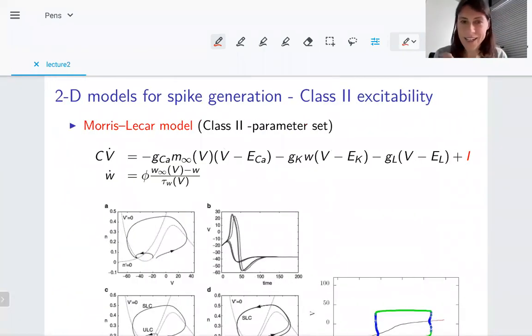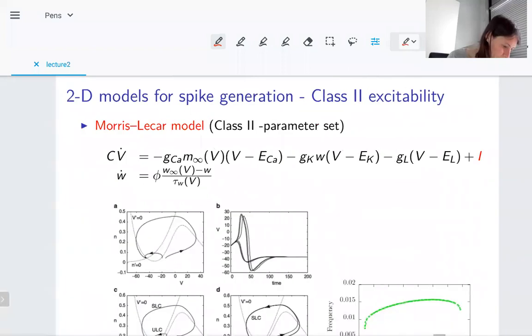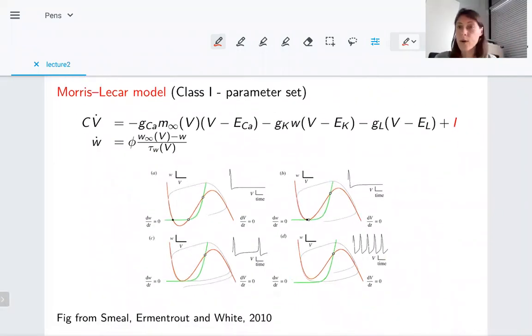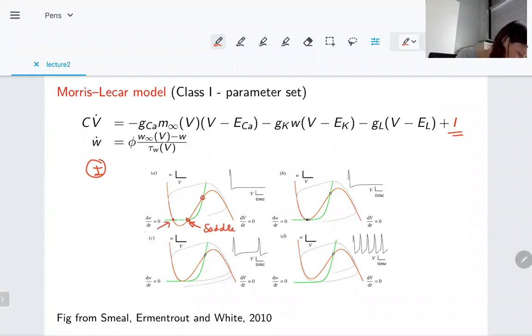And now, since I have very little time, let me comment on the class 1. So if we take the same Morris-Lecar model and we pick another set of parameters, we observe the following. We observe that for values of I applied that are small, in this case, the null lines intersect at 3 points: one here, one here, and one here. This is a saddle point. And this is a stable node.